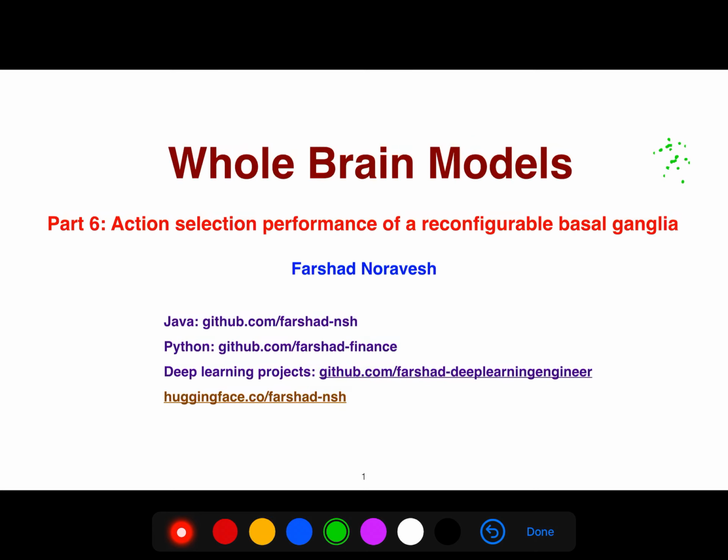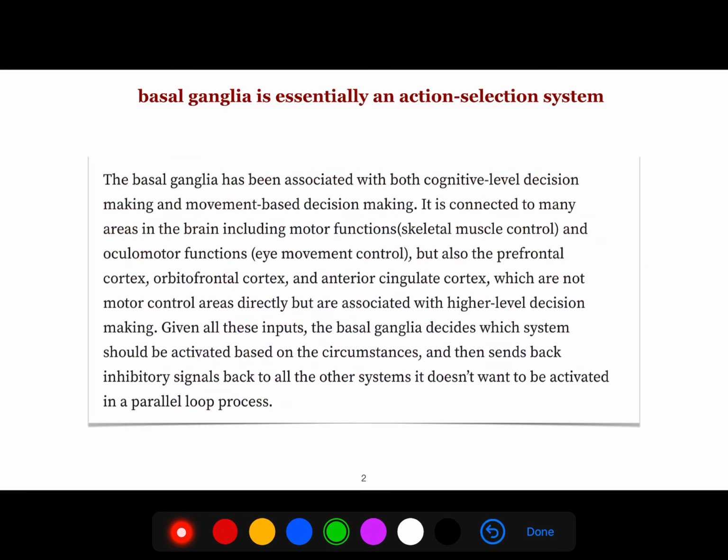So in the last lecture, I was talking about the importance of basal ganglia for reinforcement learning, and now you will see it in action. We use action selection. This is a great paper, I will show you, but basal ganglia is essentially an action selection system. The basal ganglia has been associated with both cognitive level decision making and movement decision making. But I like this one more because I like analysis.